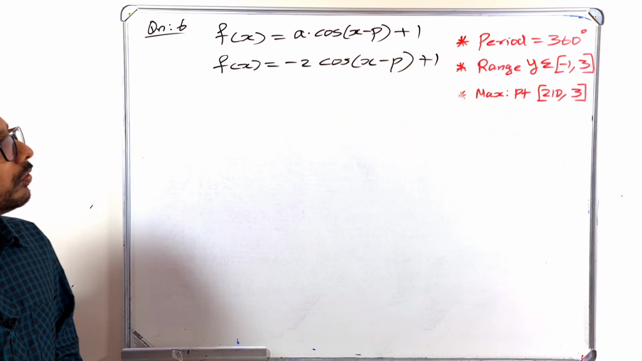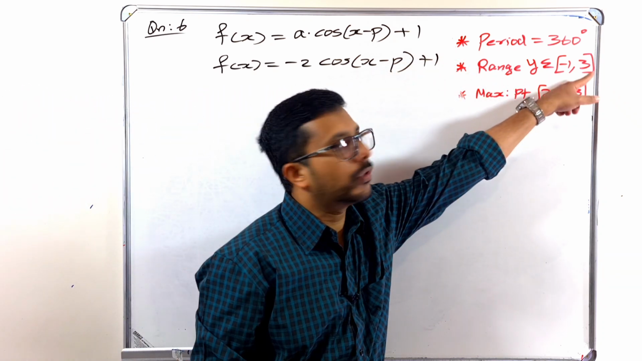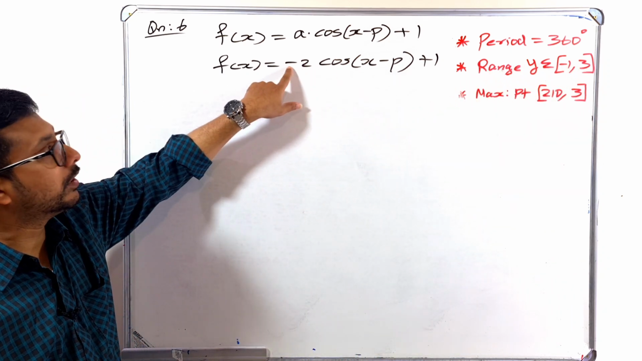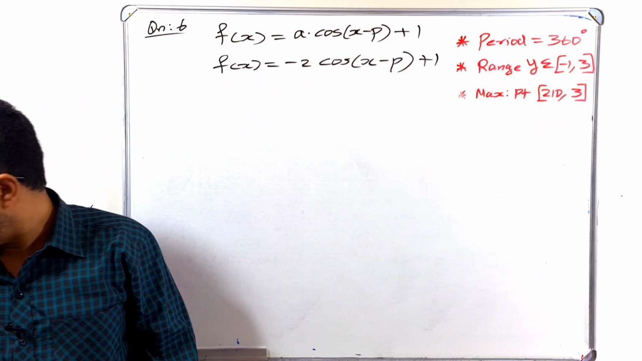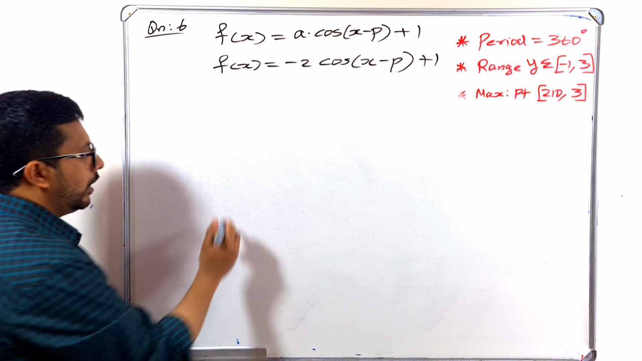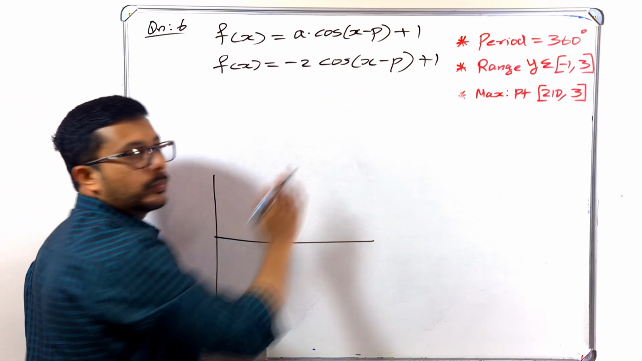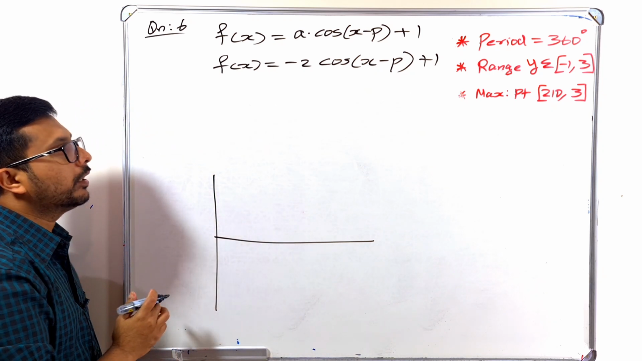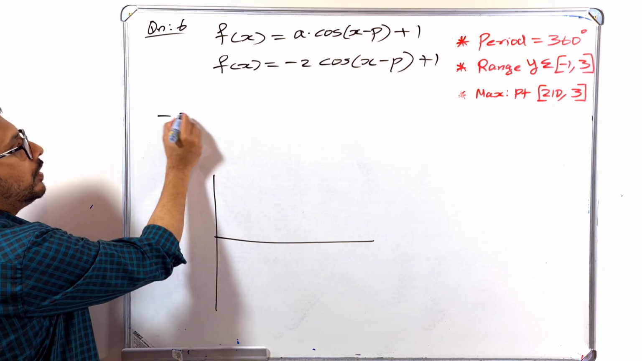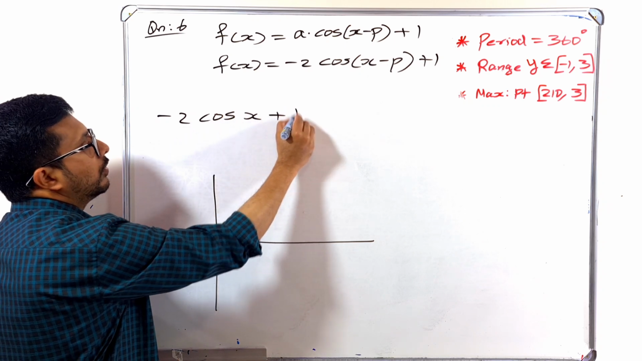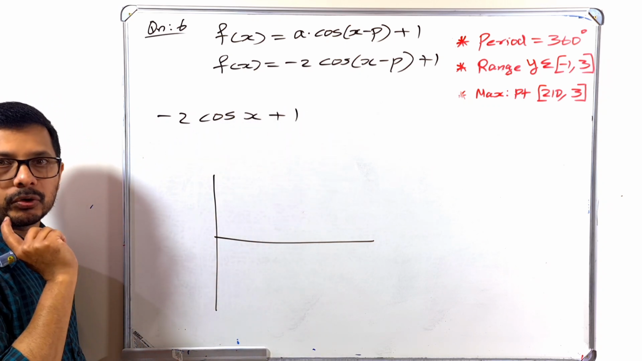Okay, now what is the range? -1 comma 3, and we know that it is a reflected graph because here it is minus. Okay, so if I try to draw that graph, okay, just ignore this p. Okay, ignore that p, and I am going to draw this graph, -2 cos x plus 1.